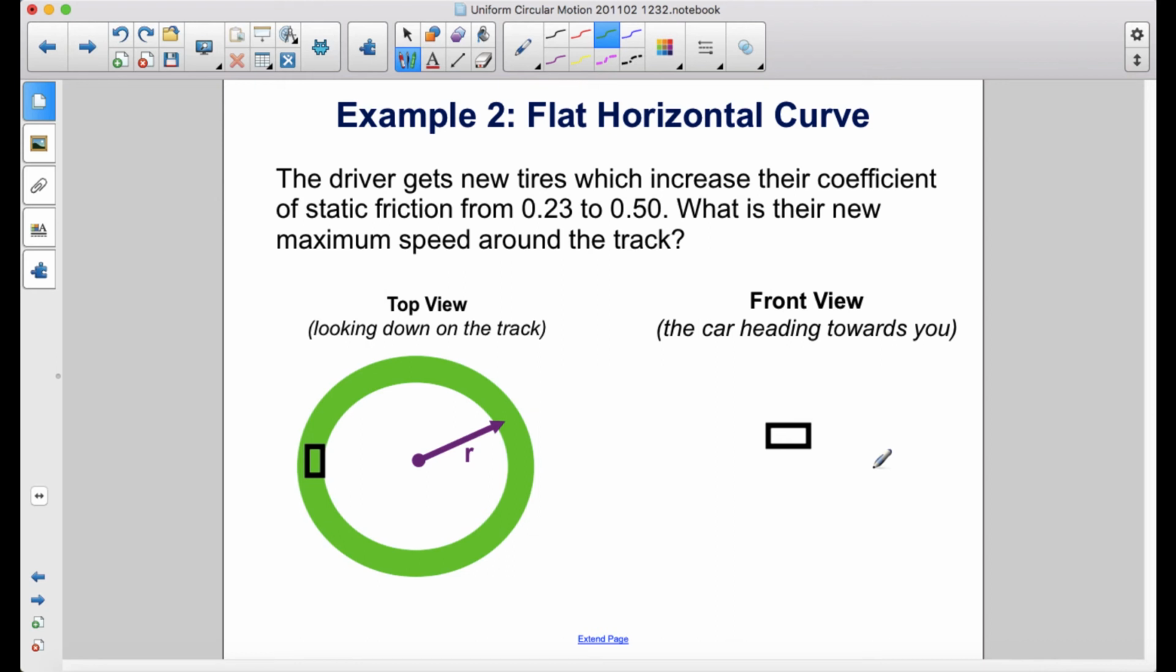Here's another example. The driver gets new tires, which increase their coefficient of static friction from 0.23 to 0.50. What is their new maximum speed around the track? And once again, we have the top view and we have the front view. So this car is heading straight for us. Here are the headlights, and we have the windshield, and there's some tires there. It's heading straight for us, and it's going to bend around this curve that way.